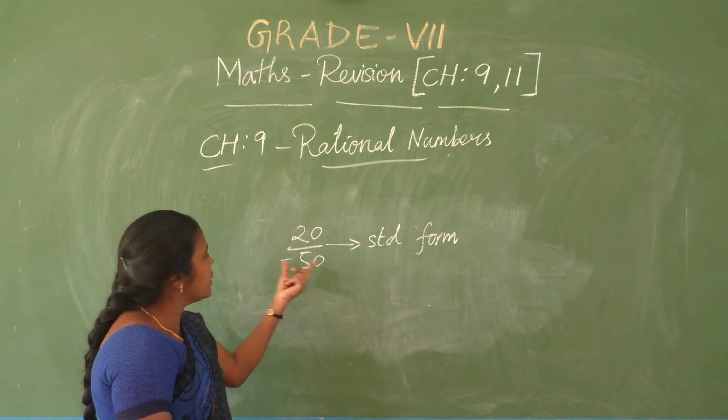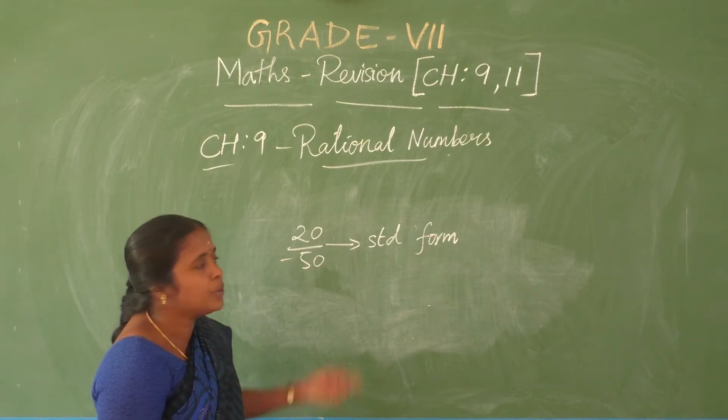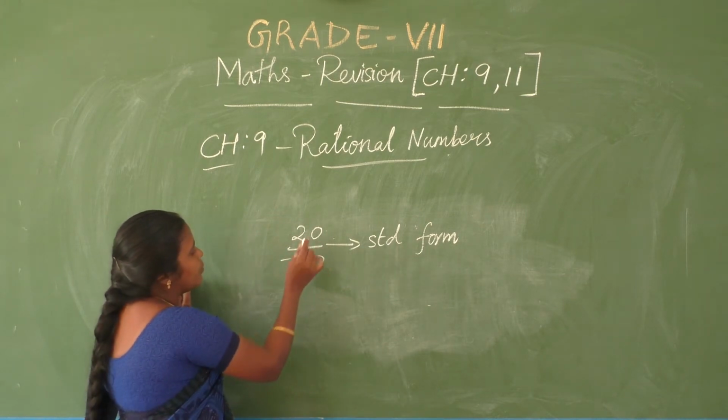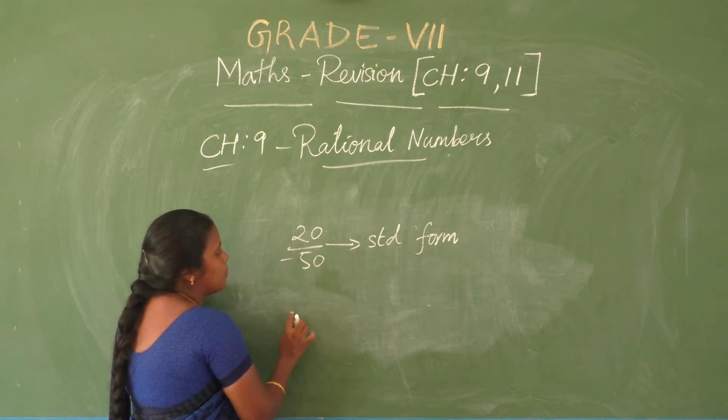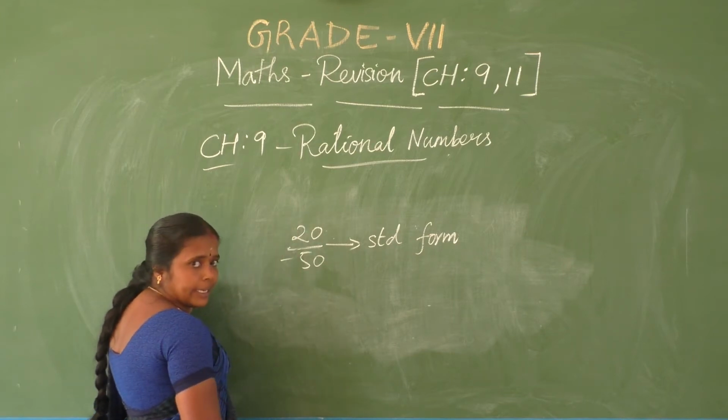And the denominator always positive. These two conditions only they mentioned here for writing any rational number into standard form. Clear? That means the denominator should be positive. So where do I give this minus? In the numerator category.